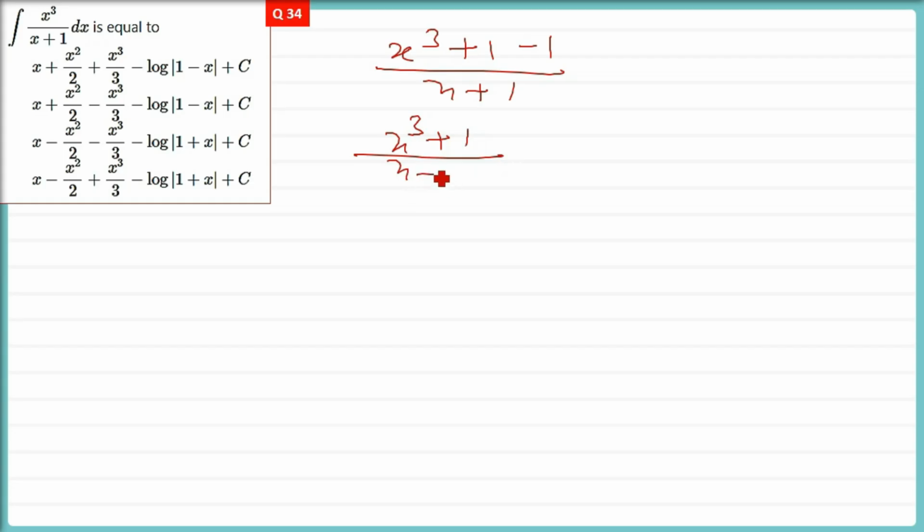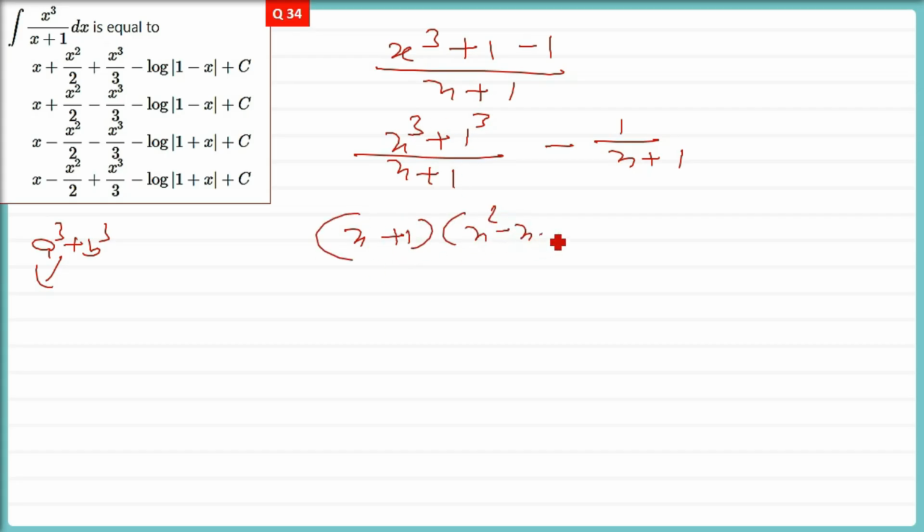x cube plus 1 divided by x plus 1, and just assume that it is 1 cube only, minus 1 by x plus 1. Now a cube plus b cube, you already know the formula. Alright, I'm just writing the formula directly because you are quite aware. I'm just changing this a cube plus x cube, or x cube plus a cube. x will take it as x, a will take it as 1. It will be x plus 1, x square minus x plus 1. Denominator you have x plus 1, minus 1 by x plus 1. So just cancel these two. x plus 1 gets cancelled. Minus 1 by x plus 1 is here.